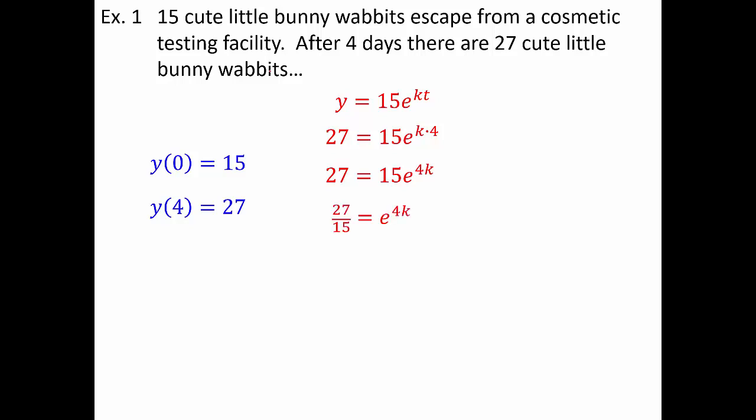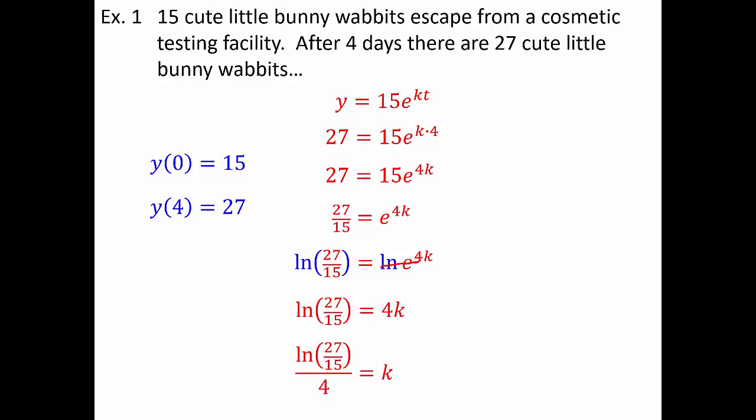Alright, so we're going to divide by 15. Take the ln of both sides. e and the ln are going to cancel out immediately. We're left with 4k on the right side. Divide by 4, and we have our k value. At this point, I always like to look at that k value and think about the reasonableness of this answer. Now notice ln of 27 over 15. 27 is larger than 15, so this is ln of a number that's greater than 1, which means this is a positive value. Because we started at 15 and we're ending at 27, we know we're growing, so it makes sense that k would be a positive value.